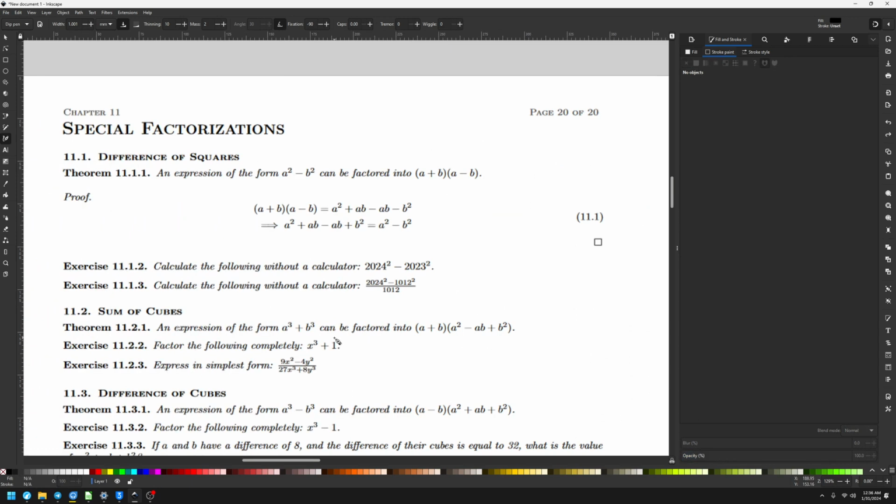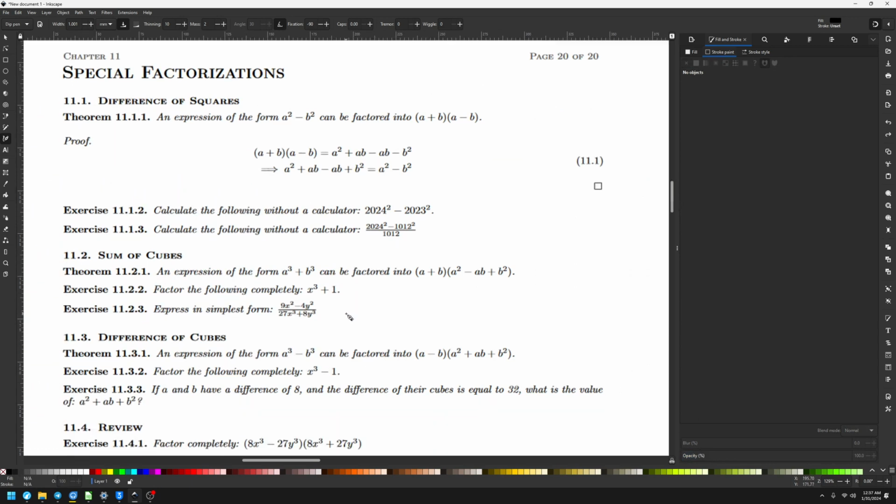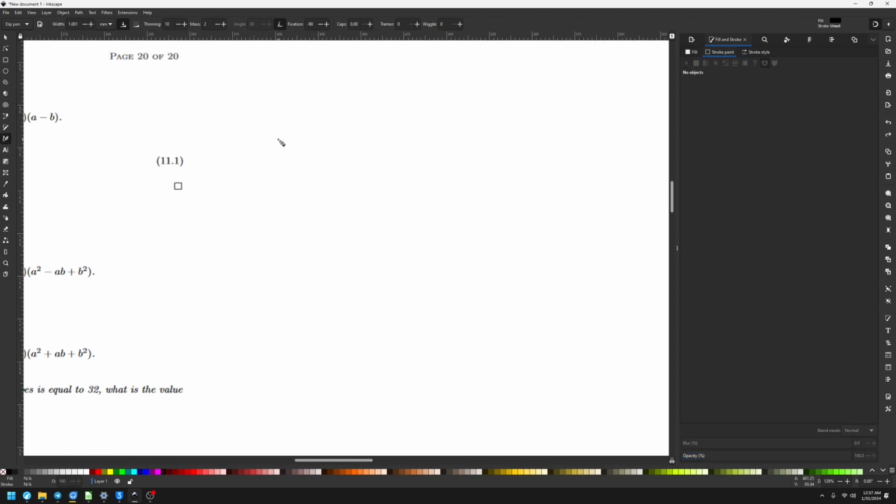Okay. Now time for the sum of cubes and the difference of cubes. So right off the bat, if you look at the formulas, you see that they're awfully similar. It's just different signs. And there's a rule to figure out what those signs are. Let's write these real quick. A cubed minus b cubed and a cubed plus b cubed.